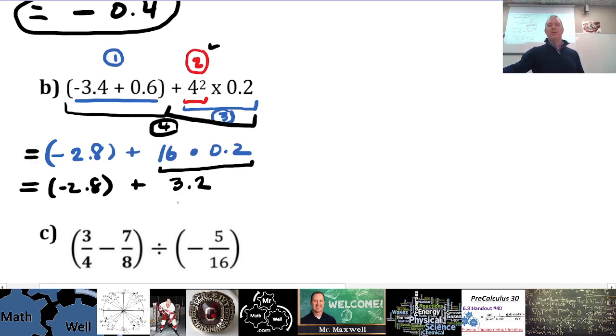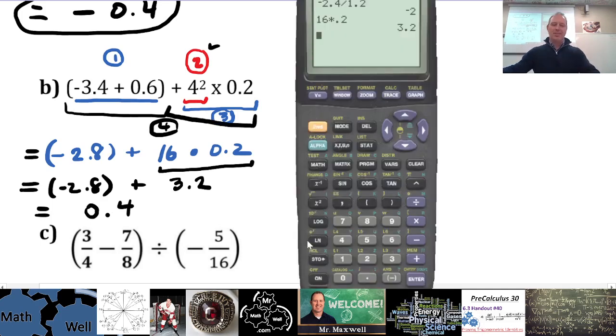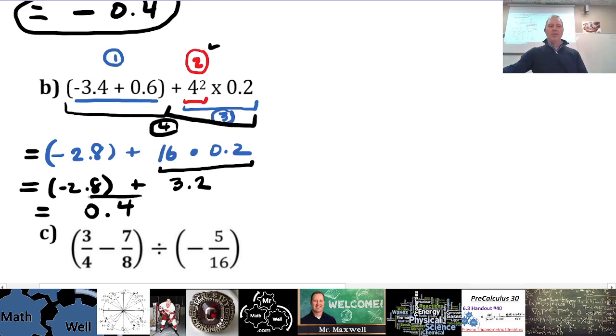Okay. What about this one? Can we do this in our head? Should be. 3.2 is the larger one. It's the positive one. And minus 2.8. So what's just the difference between 2.8 and 3.2? Or 28 and 32 is 4. So 3.2 minus 2.8 is 0.4. Yeah. And let's check that on our calculator just to be sure. So negative 2.8 plus 3.2. 0.4. Awesome. Okay, so I think that is the correct answer.